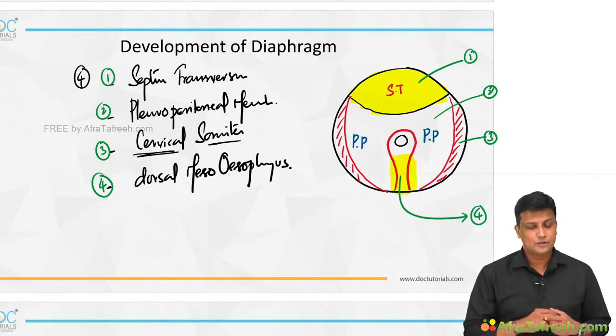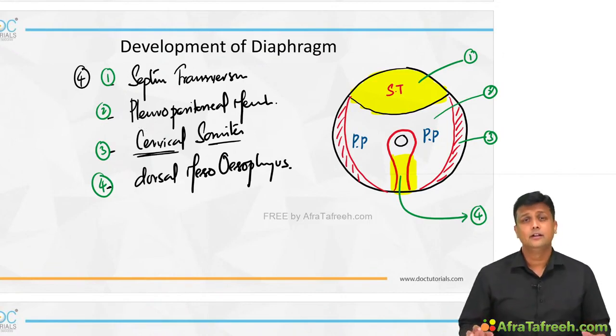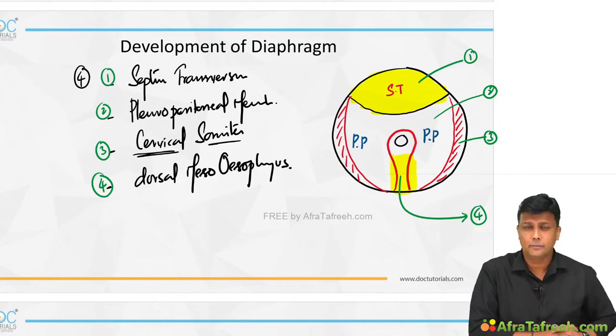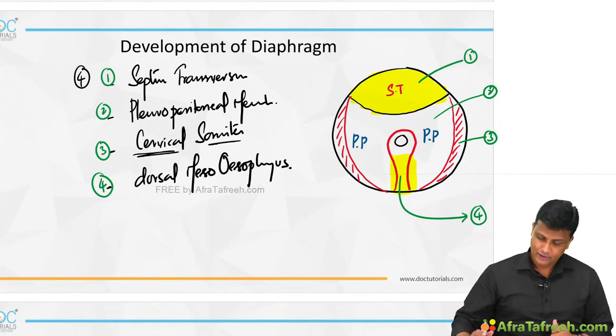Congenital diaphragmatic hernia occurs due to a defect in the pleuroperitoneal membrane. If the pleuroperitoneal membrane is not formed at all, it will lead to congenital diaphragmatic hernia, and the contents in the abdomen will herniate into the thorax, compressing the lung on one side, leading to hypoplasia and all those things.